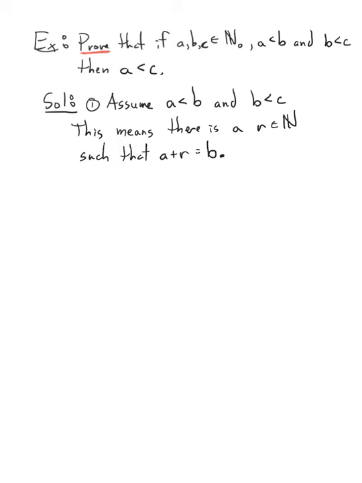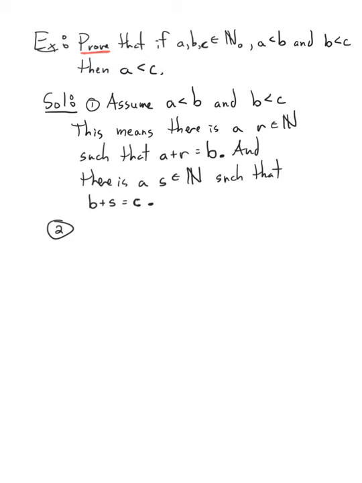Well, that means that A is less than B, and there is another number. Let's call it S, because B is less than C. We can do the same thing for B and C. There is some other natural number, a different natural number potentially, so I need a different variable name for it. I'm going to call it S, such that if I take B and I add S to it, I get C. So there we go. We've written down what it means for A to be less than B and B to be less than C. So we've written down our assumptions in nice forms we can use.